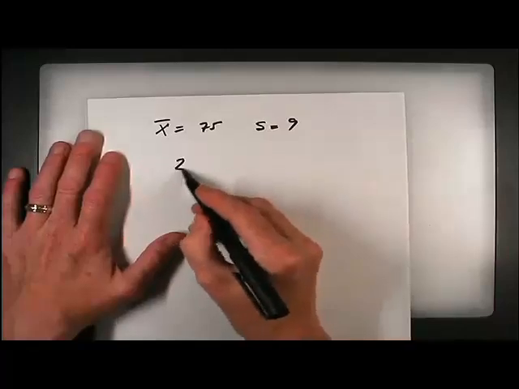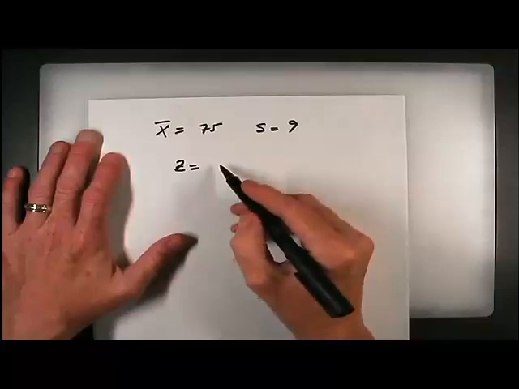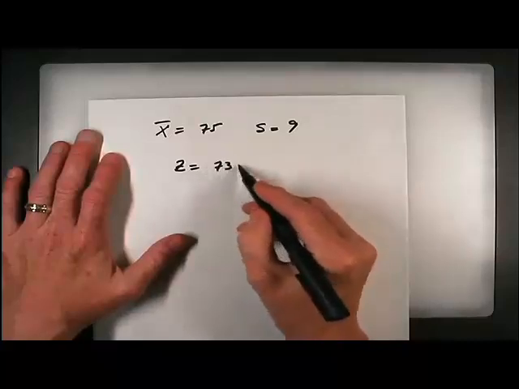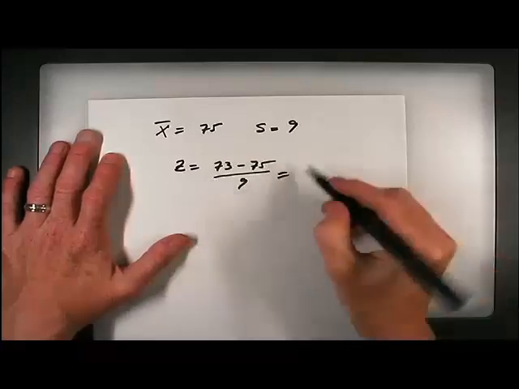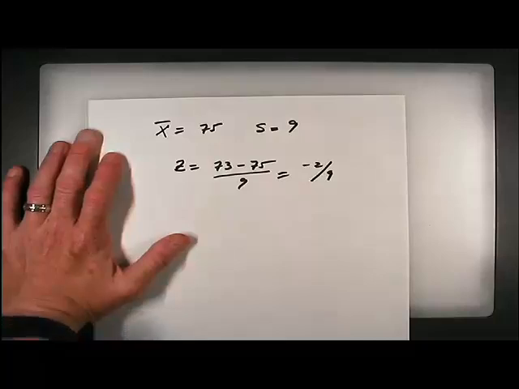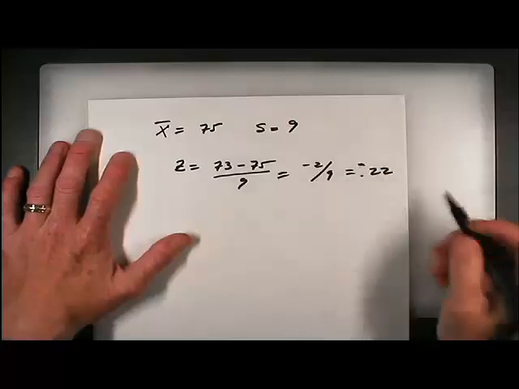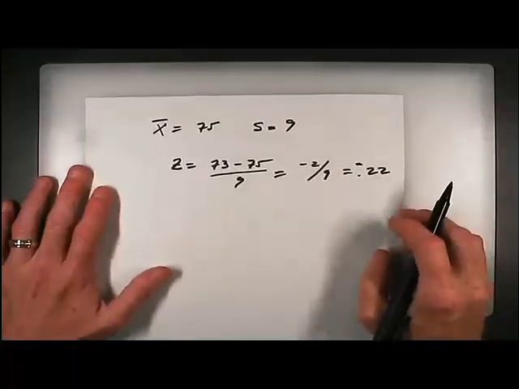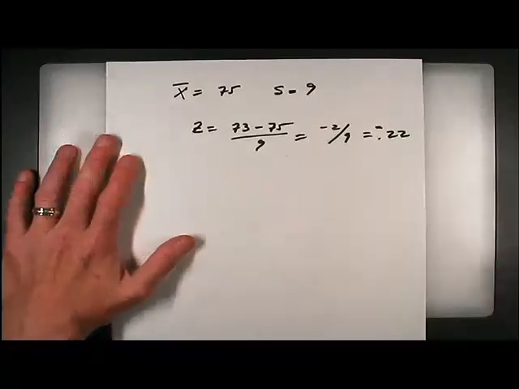So let's see what we get here. Our z equals our x minus the mean, divided by the standard deviation. So 73 minus 75, divided by 9, equals negative 2 divided by 9. It should be negative 0.222 to infinity, so negative 0.22.